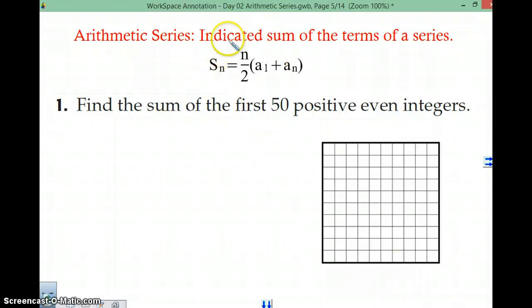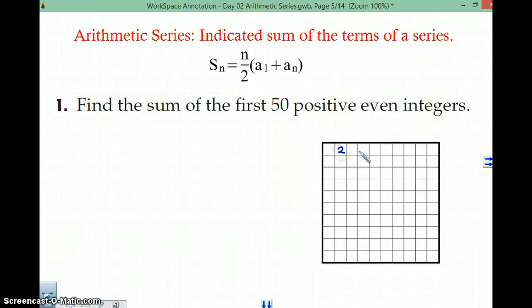So here's the equation that you really do need to know. You can memorize it or you can just derive it in your head. Let's try this problem. Find the sum of the first 50 positive integers. Well, first let's figure out what are the first 50 positive integers.